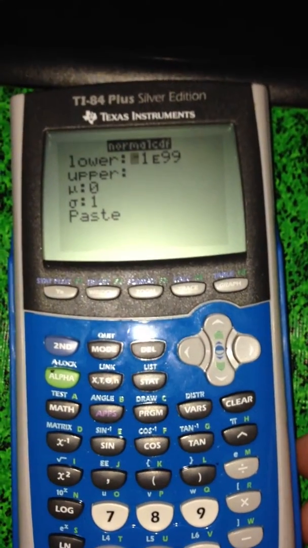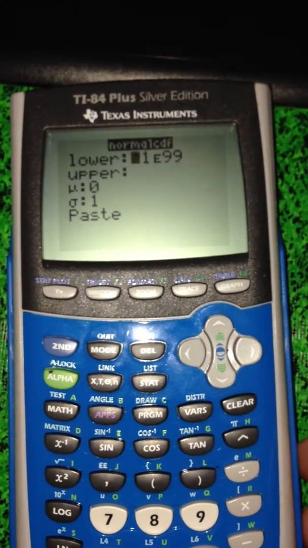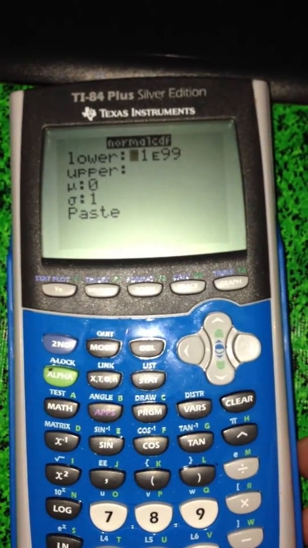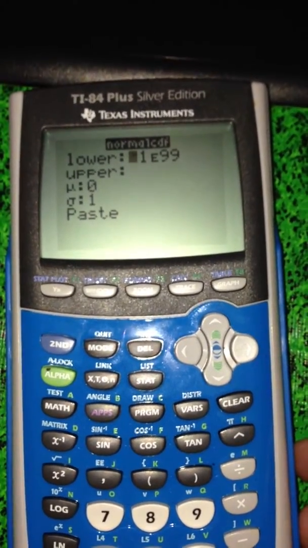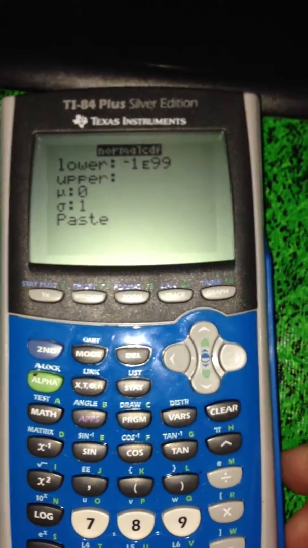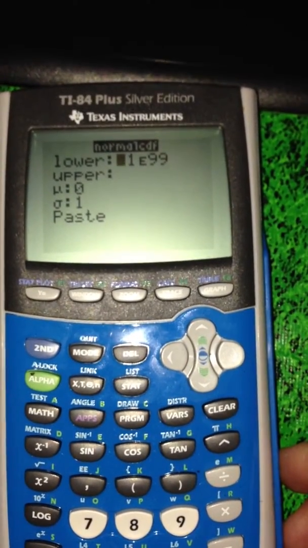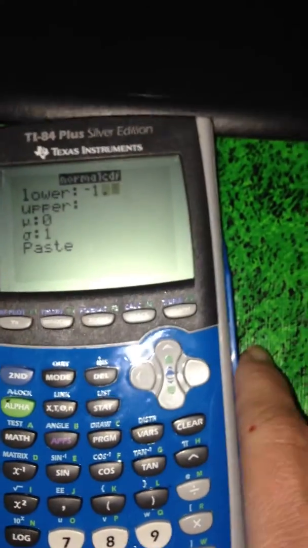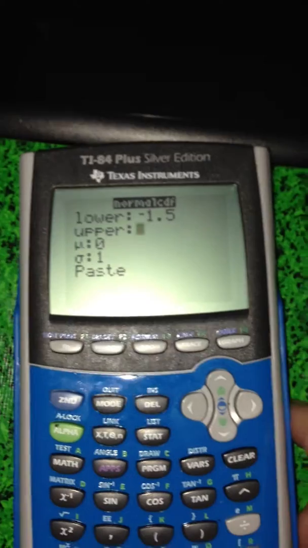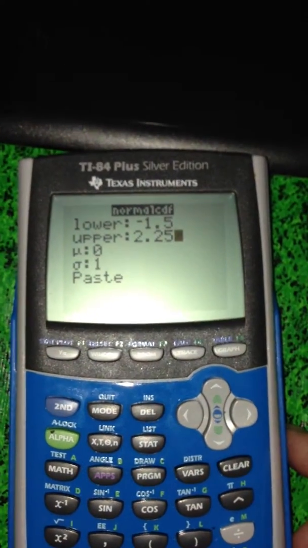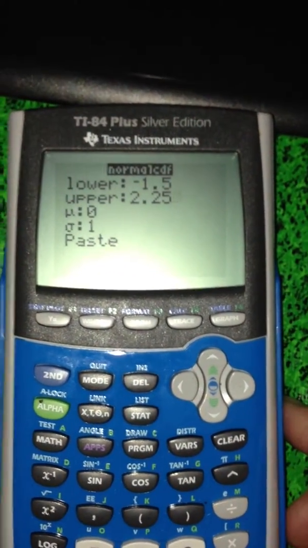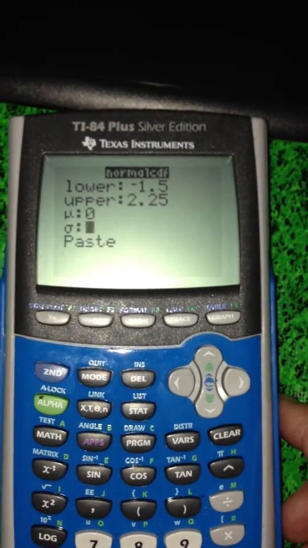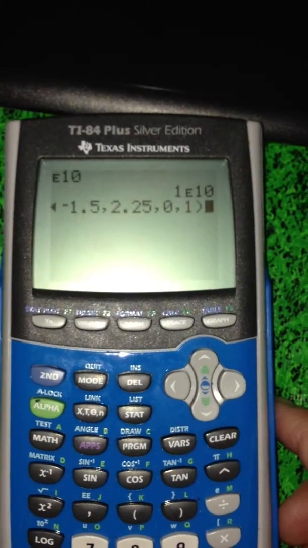So that first value that we were looking at in our last example, the one where I said I wanted to be between 1% and 2%, in order to do that on my calculator, the first thing I would want to do is say that I would be between a negative 1.5 and a 2.25, because remember I did tell you that I want you to standardize them first no matter what. And then 0 mean and a 1 standard deviation, and then I'm off and running.